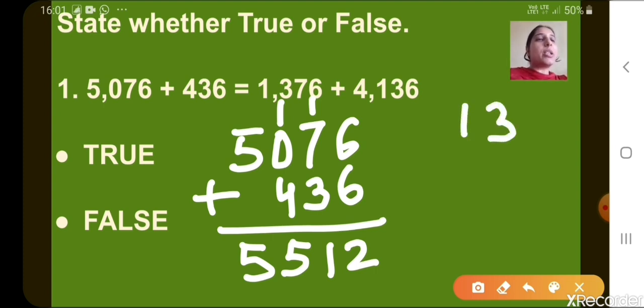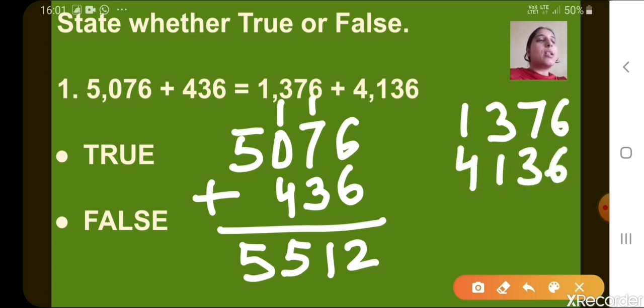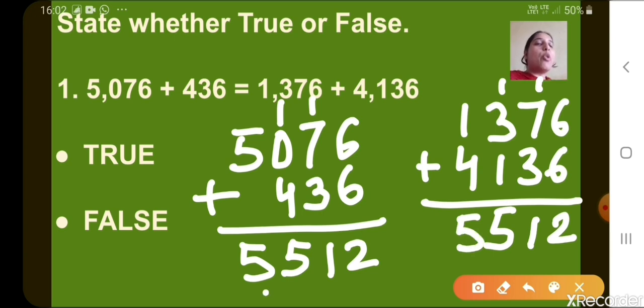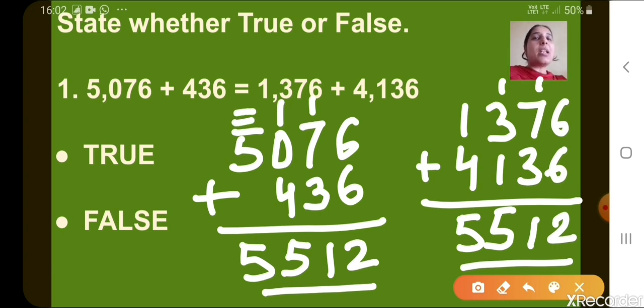Now let's add the addends on the other side. So 1376 and 4136. Let's add them as well. So 6 plus 6, 12. So 2 we will write here. 7 plus 3, 10 plus 1, 11. 1 will be carried over. So 3 plus 1 plus 1, 5 here we will get, and 4 plus 1, 5. So on both sides you are getting the same sum. So is that equal or not? Yes, that is equal. It means the given equation is true. So we will tick on true.